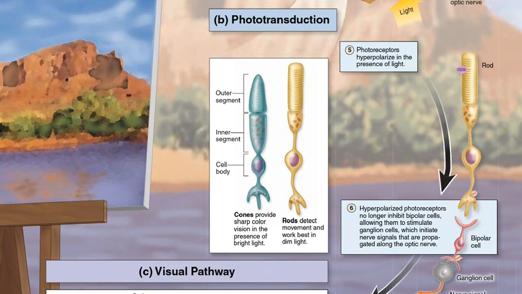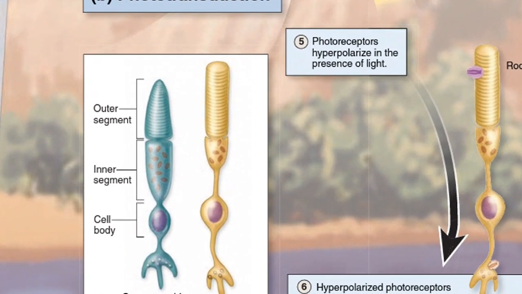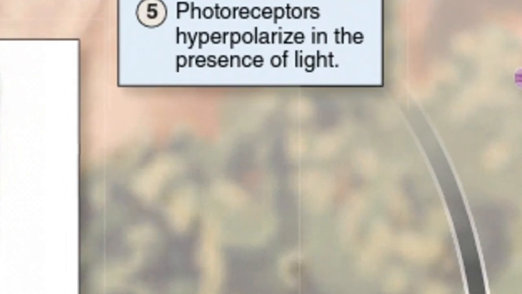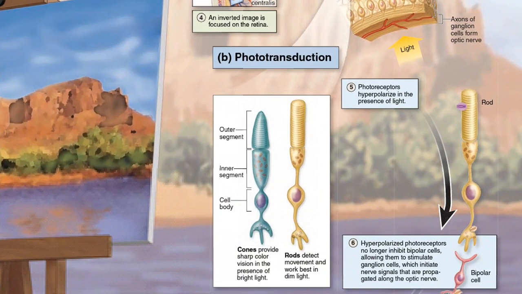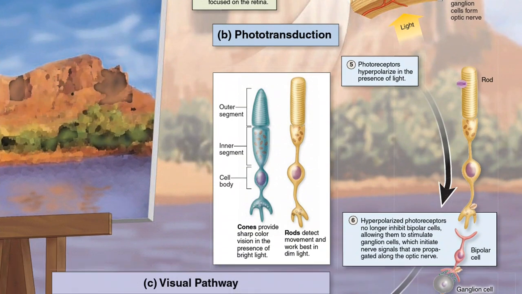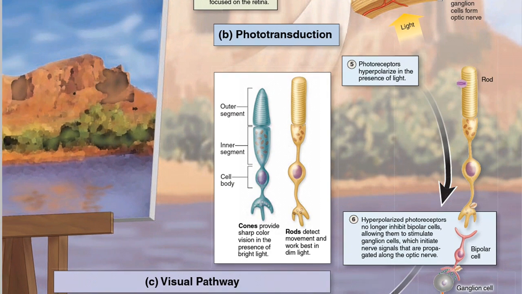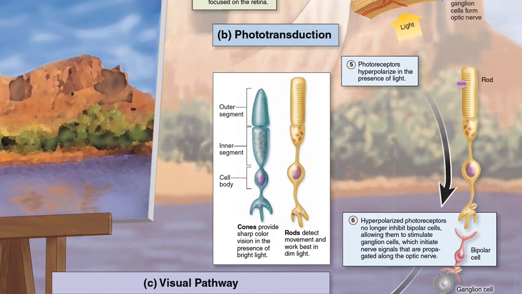See here, the rod and cone photoreceptors are stimulated. The photoreceptors are hyperpolarized by the light. In the presence of light, they are hyperpolarized. And now there will be generation of a nerve signal, or nerve impulse, or we can say generation of an action potential. We are now going to discuss the events that generate the nerve signal.